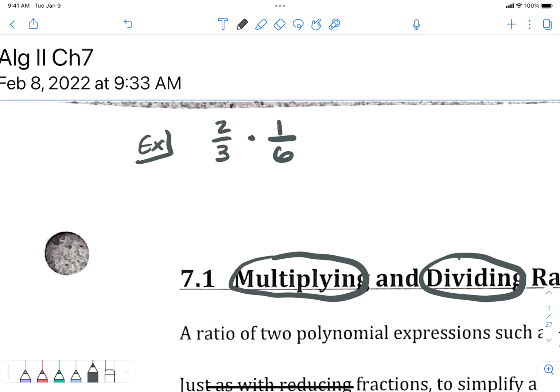No, that's when it's set equal. So, not quite, but you're on the right idea, kind of. Multiplying, dividing.